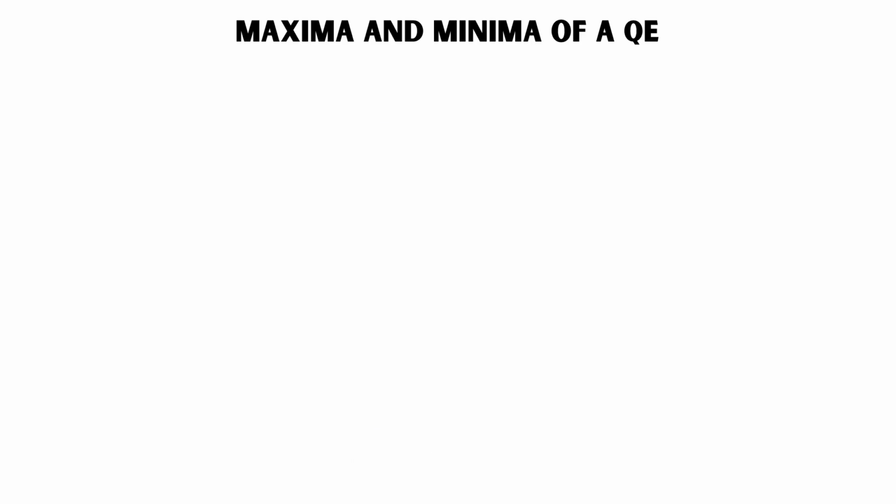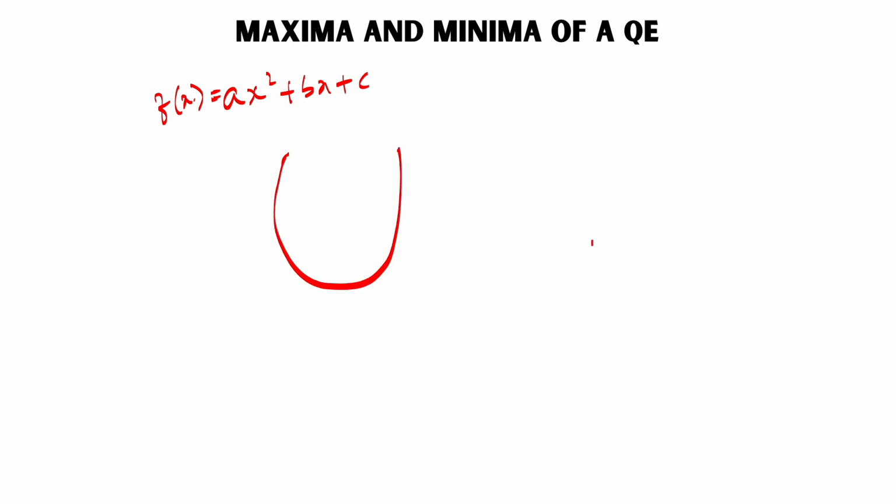So let us look into maxima and minima of a quadratic equation. If you remember the quadratic graph that we have discussed in the earlier slides, it will be a parabola, right? Let's say f of x is equal to ax square plus bx plus c. If the coefficient of x square is positive, then the parabola will be like this. If that is negative, then it will be inverse. So if a is greater than 0, the parabola is like this, and if a is less than 0, the parabola is in this way.